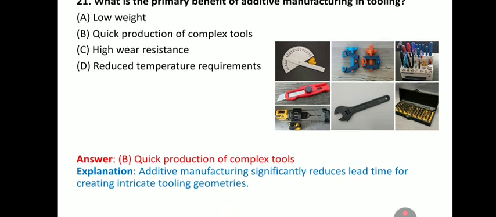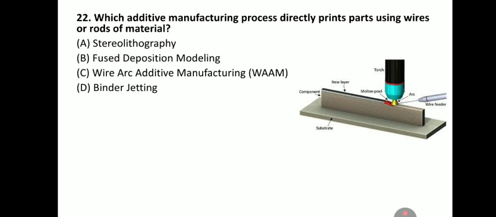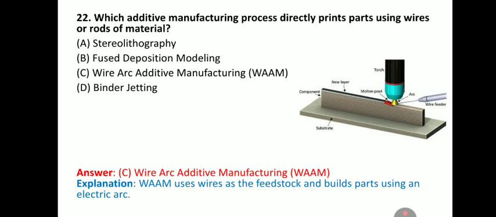Next question, which additive manufacturing process directly prints parts using wire or rod of material? The answer is wire arc additive manufacturing, where the feedstock is in the form of wire.